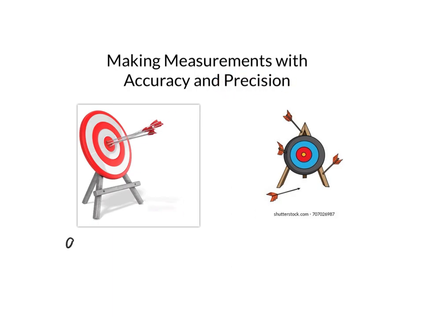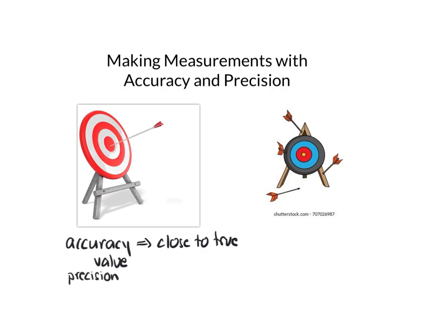Accuracy is that we get close to the correct or the true value that we are trying to measure. So accuracy tells us something about how close we are to the true value, whereas precision is about how often we hit the exact same number. So what is the repeatability of those measurements?